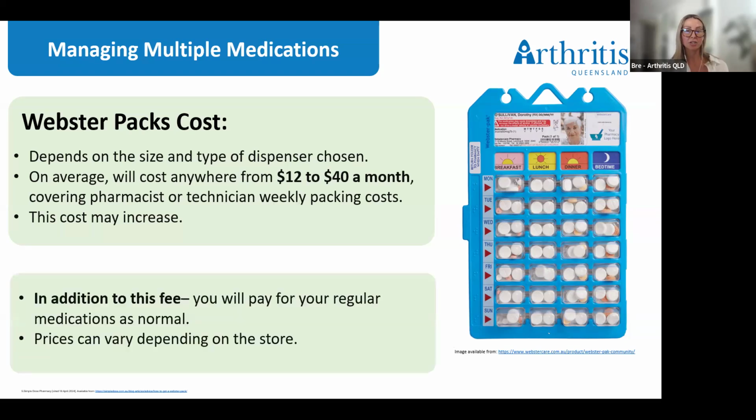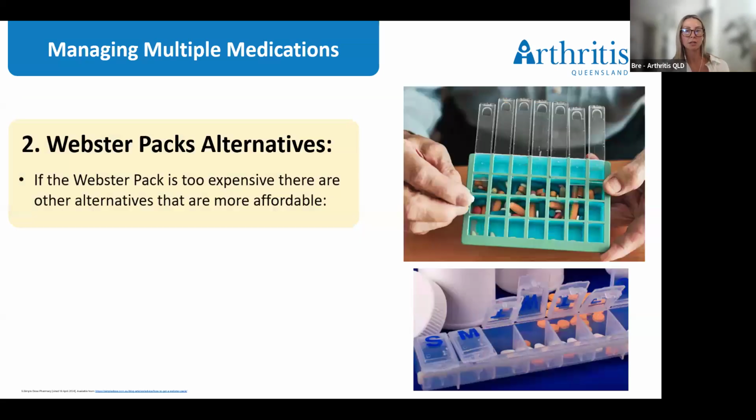And due to the shortage of workers in the pharmacy industry, this cost may increase. In addition to this fee, you will still need to pay for your regular medications as you normally would. So it's that $12 to $40 a month on top of all your medication costs. And obviously all prices vary depending on the store you purchase them from. So if the Webster pack is too expensive, or it's not something you'd like to try, there's definitely some alternatives there that are more affordable.